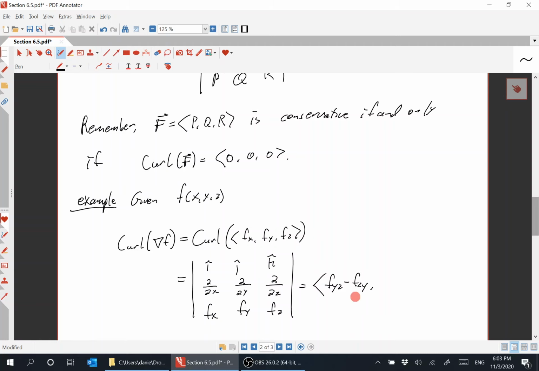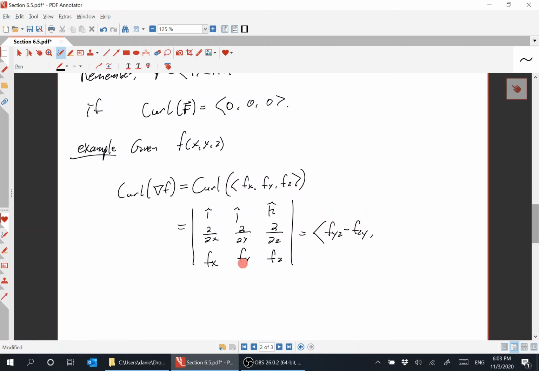which is equal to, in the next component, fxz minus fzx, and in the last component, fyx minus fxy, which is equal to, for nicely behaved functions f, which pretty much all the functions we look at are, 0, 0, 0, by Clairaut's theorem.